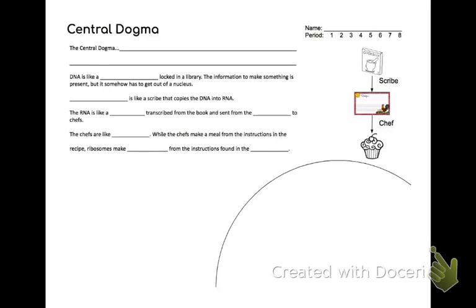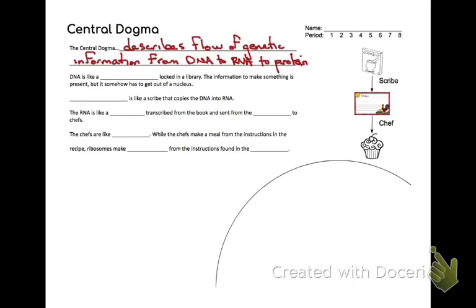In this short lecture, what we're going to do is review the process of the central dogma. You may recall that the central dogma describes flow of genetic information from DNA to RNA to protein. When we looked at this model by analogy, we talked about how DNA is like a book, and that book is locked in the special location region of the library.